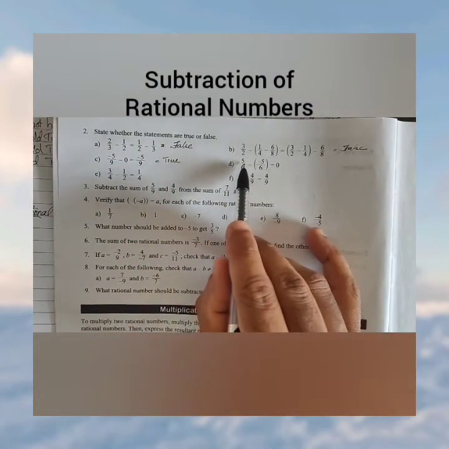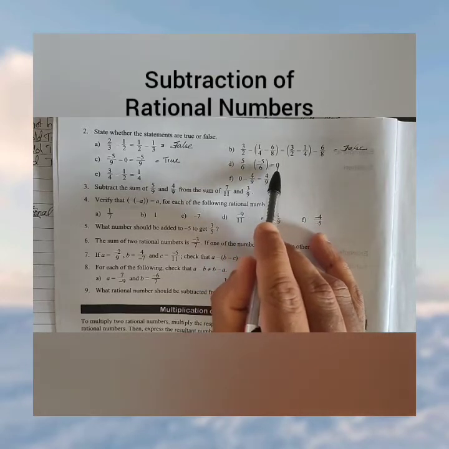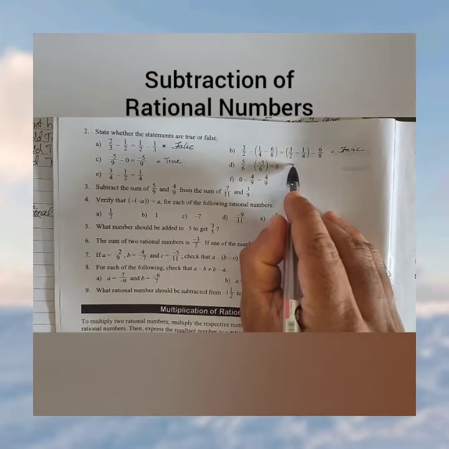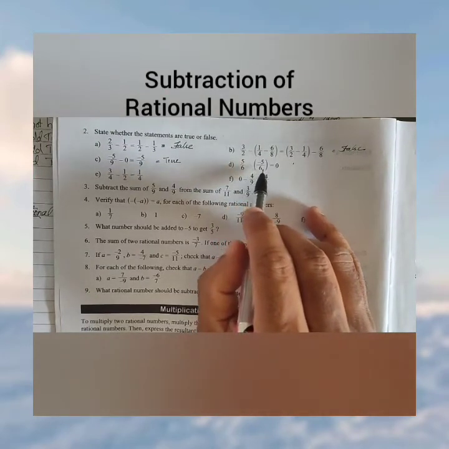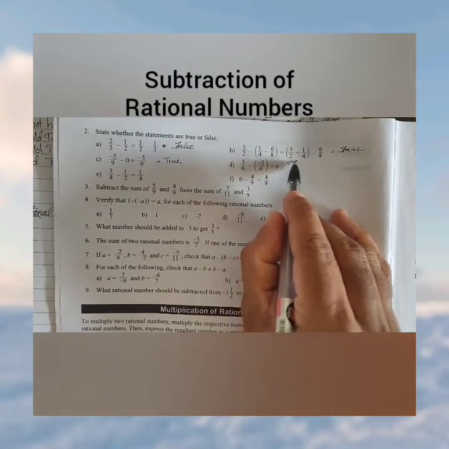And here, from a number its additive inverse is subtracted, then we get 0. But the additive inverse property does not hold true in case of subtraction of rational numbers. That means if from a number its additive inverse is subtracted, we won't get 0. It is also false.